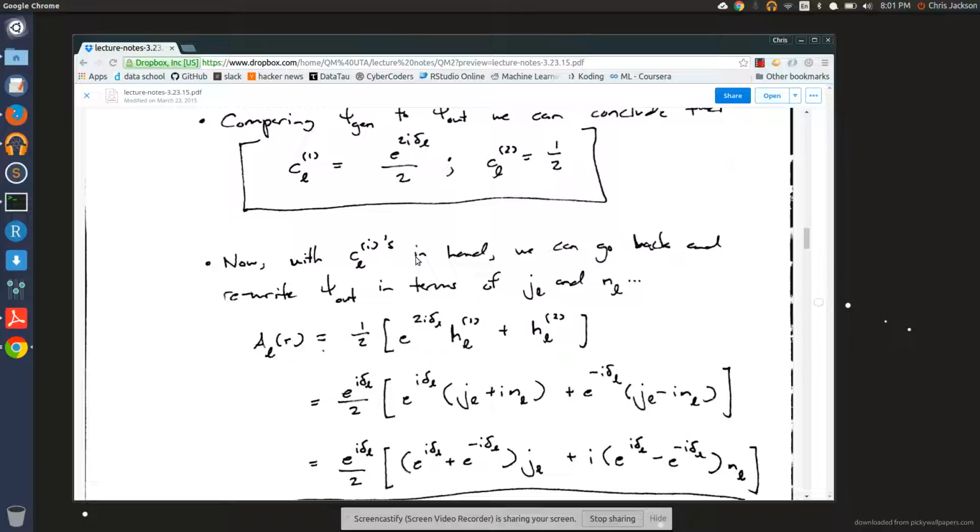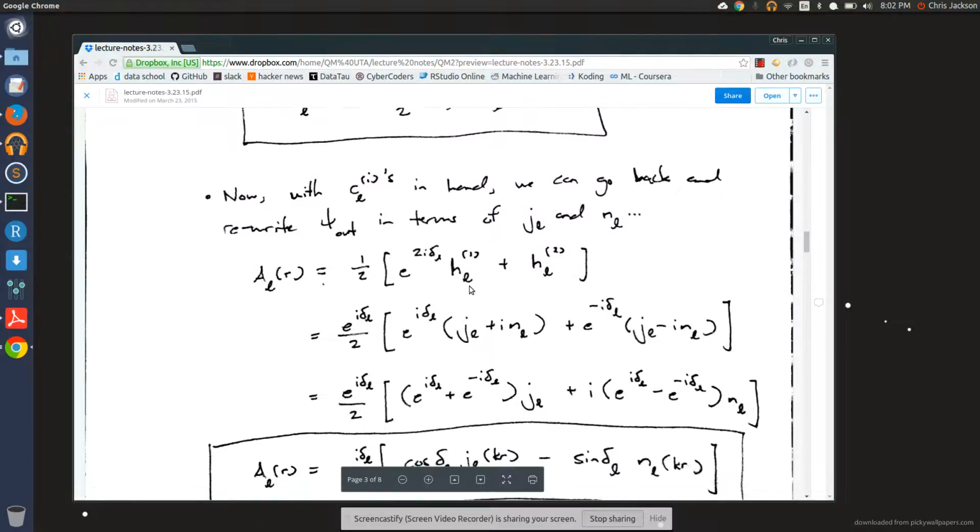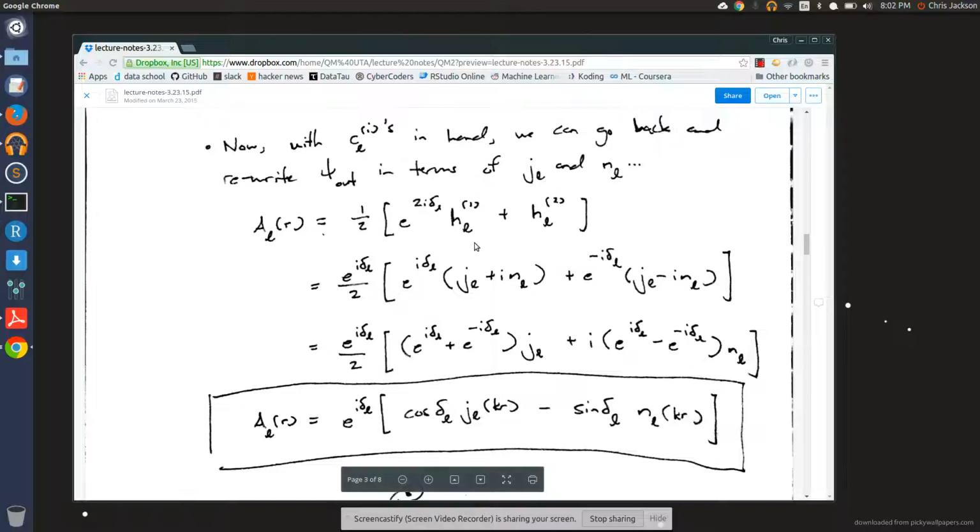Okay, so we've got these coefficients in hand, so we can actually go back to the Bessel and Neumann functions, right? So let me do that. I'm going to rewrite the radial part of the wave function, plugging in the coefficients. So here's C_L1, C_L2, and rewrite these in terms of the spherical Bessel and Neumann functions.